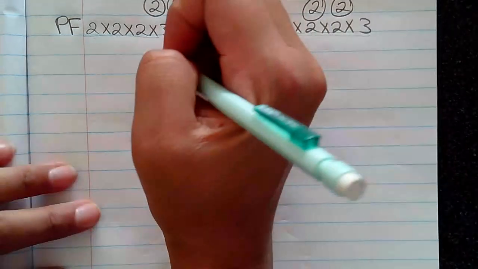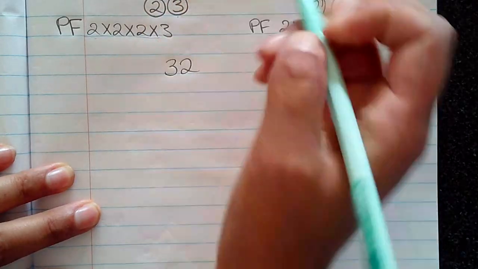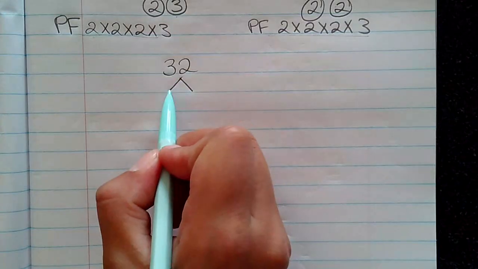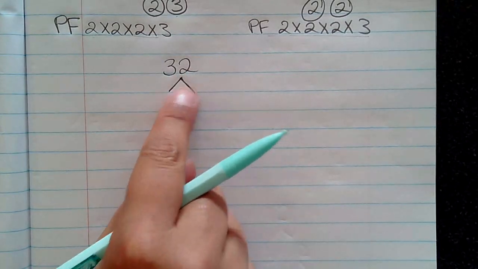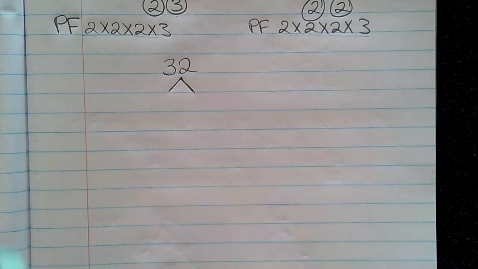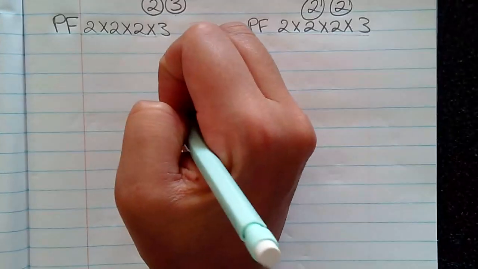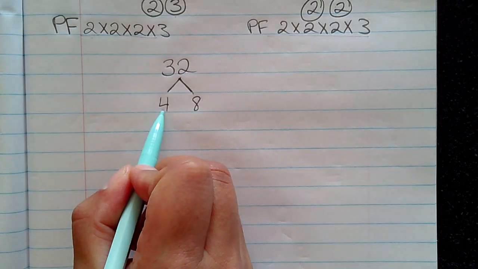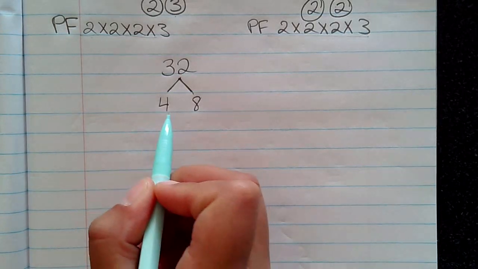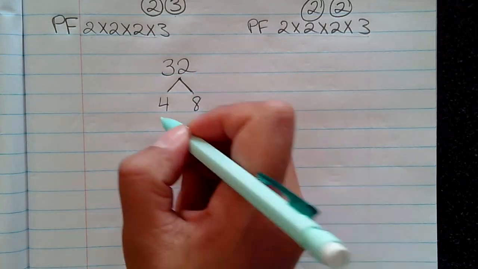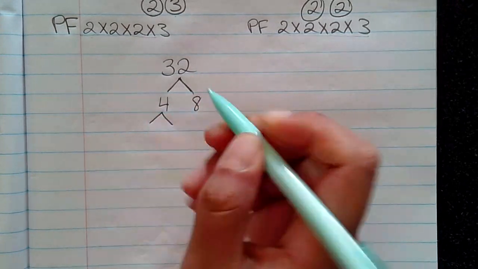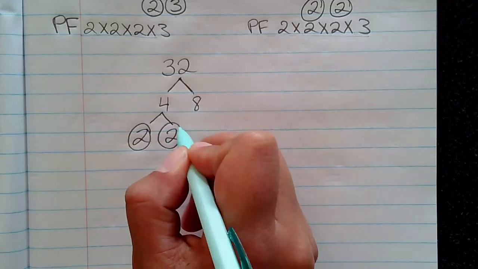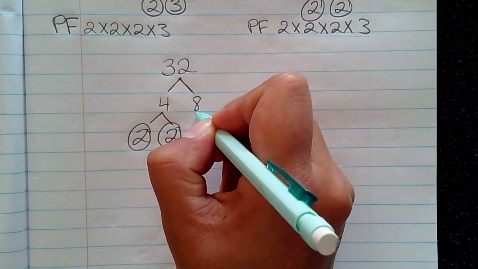Let's do 32. I want to break down 32. And please always draw these little carets, the arrows, because it helps you see. I know that 4 times 8 is 32. 4 is a composite number. It has more than one factor. So I'm going to break down 4 to 2 times 2. 2 is prime and 2 is prime. Now I have to break down the 8.